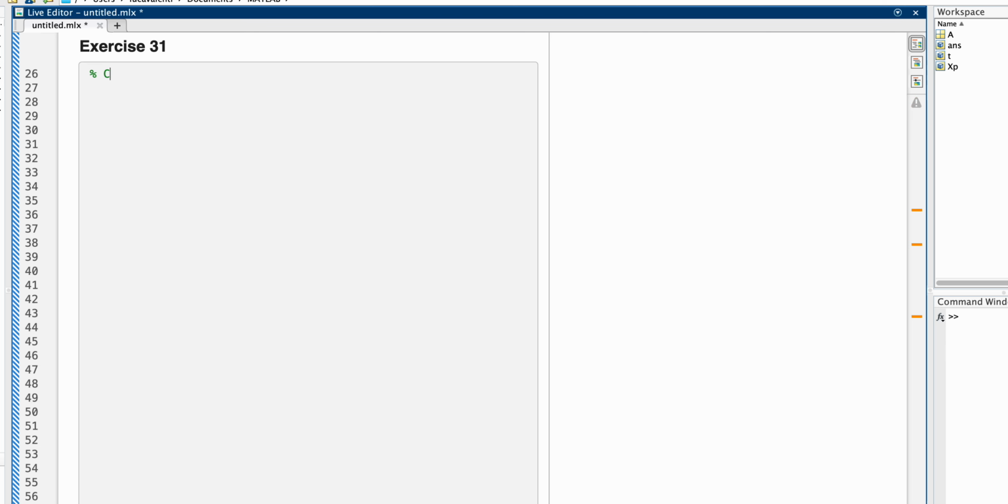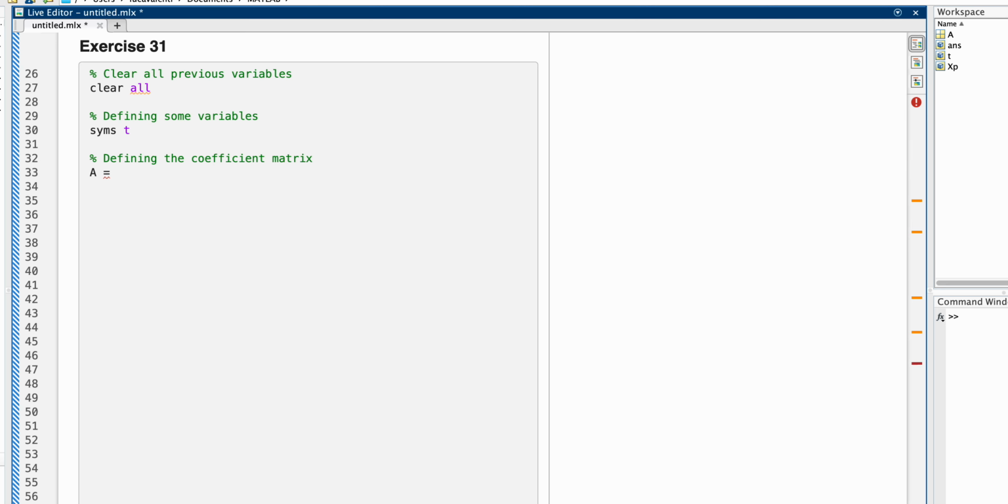So the first thing that we're going to do, we're going to clear all previous variables. How do you do that? Clear all. Then we're going to write, I'm going to define some variables, and we have syms t. Then what are we going to do? I'm going to define the coefficient matrix.